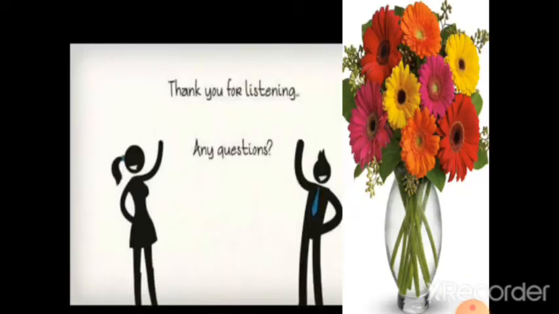So children, so far I have taught you about vectors, properties of a vector, types of vectors, and one particular type of vector, that is the plasmid vector, with one example.